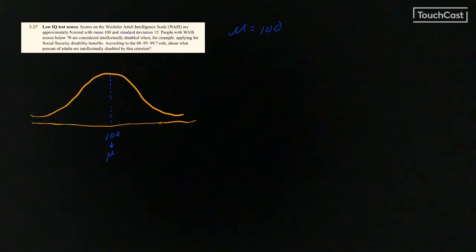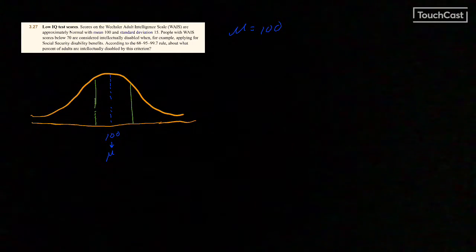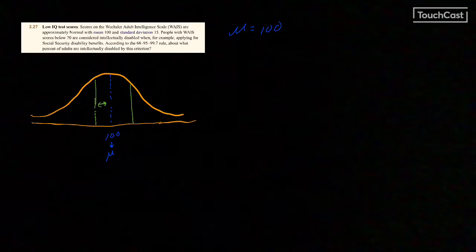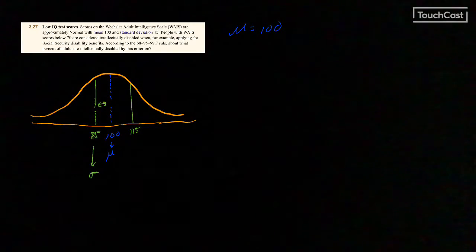So if I draw that in, I'm going to go out one standard deviation on either side here, and that's going to be in green. And the distance is going to be 15. So the distance from the mean to the first standard deviation is going to be 15, which makes this point to the left 85. And the point to the right is going to be 100 plus 15, which is 115. That's one standard deviation. So I'm just going to say this is one standard deviation here.